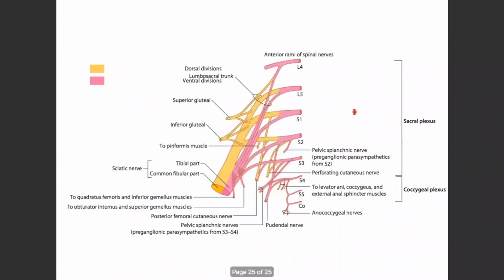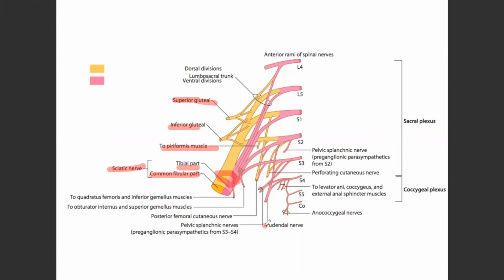We're just looking at another diagram of it. So we're looking at the lumbar ones and the sacral ones, and then joining together to form trunks. We have the superior gluteal, inferior gluteal, piriformis muscle, and the sciatic nerve, and as you can see the sciatic nerve is always the biggest one. The sciatic nerve itself has a tibial part and a common fibular part, and in the lower limb it splits into two. So it splits into tibial and common fibular parts. Okay? The rest of the muscles are all part of the sacral plexus.